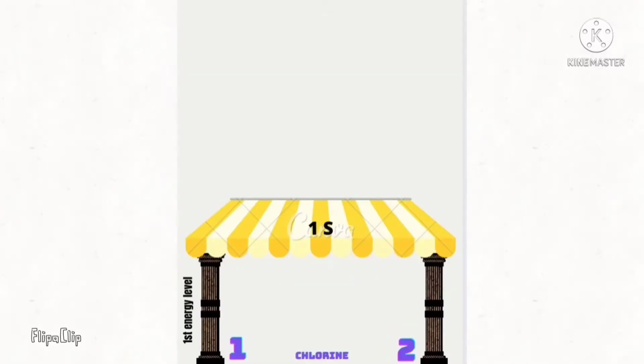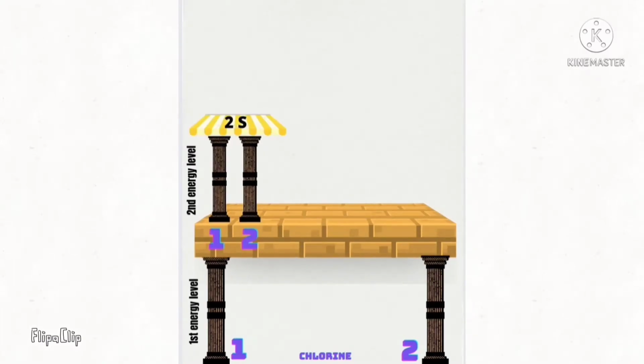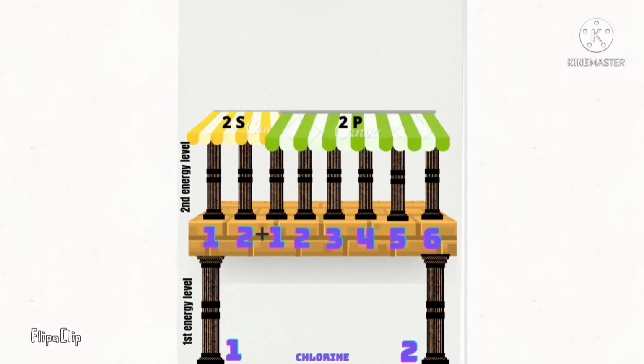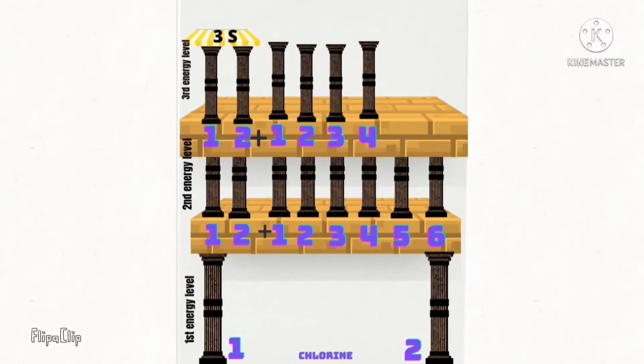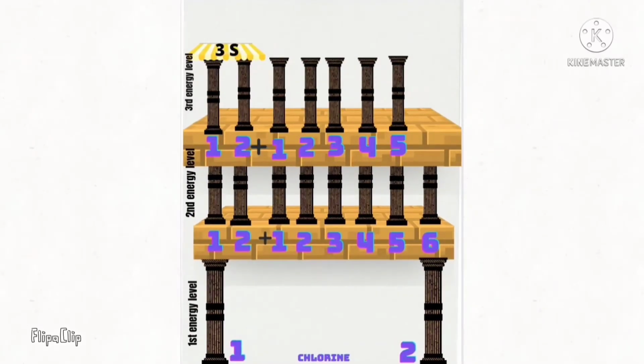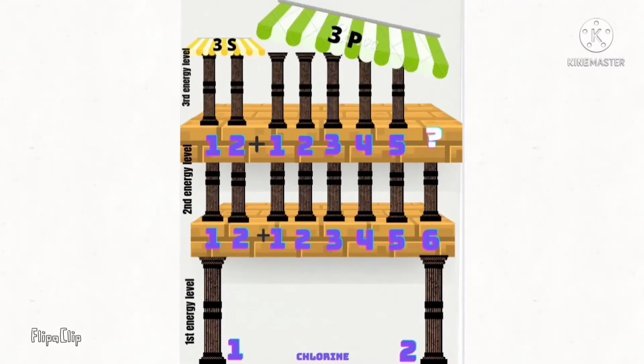If we look at chlorine's electron configuration, we can see that chlorine's first energy shell is full. Its 1s subshell is full with 2 electrons. Then the second energy shell is full. Its 2s subshell is full with 2 electrons, and the 2p subshell is full with 6 electrons. And in the third energy shell, chlorine first fills the 3s subshell with 2 electrons, and 5 electrons go to the 3p subshell, which is 1 electron short of having a full outer shell or valence shell. It is so close, and chlorine is unhappy because its valence shell is not full.